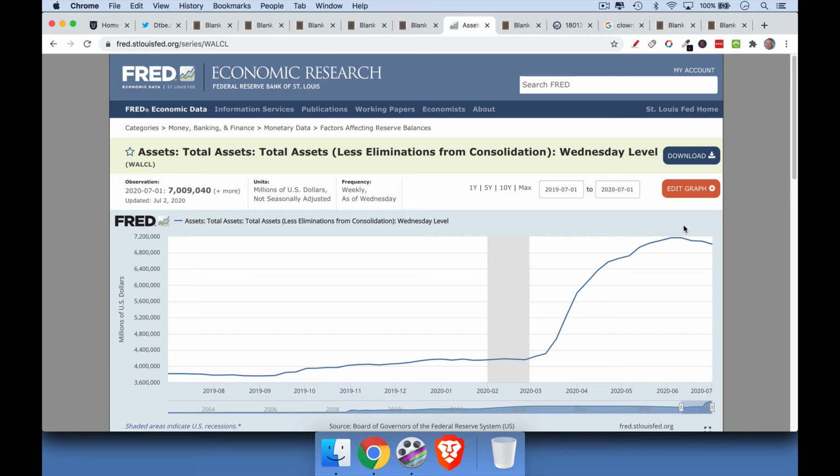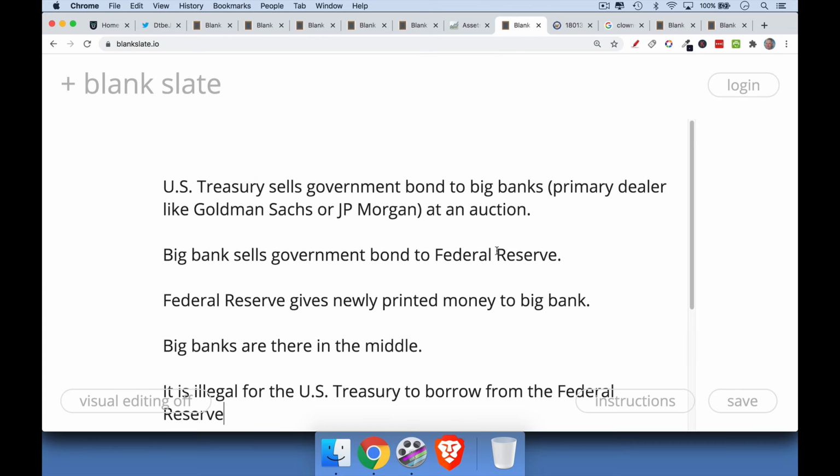And as a result, the Fed has to mop up all of this government paper. Now, how exactly does this work? I alluded to it a minute ago. The U.S. Treasury borrows money by selling government bonds. It sells them at an auction. I believe these auctions are once a week.